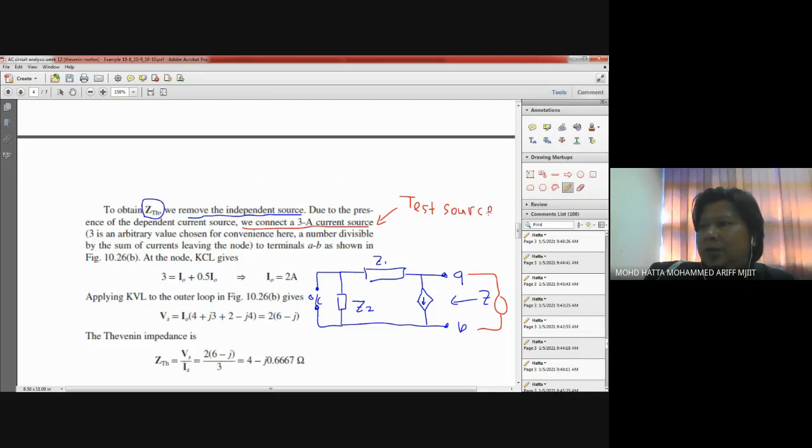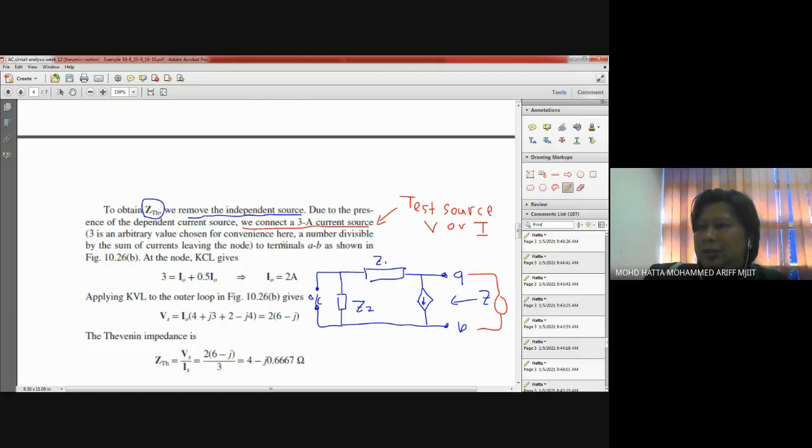I believe this is the first time you see how to calculate ZTH if the circuit has a dependent current source. So stay tuned, or please focus on what's going on over here. Remember that this is a dependent current source. We cannot just simply remove it, or simply treat it as an independent current source. We need to keep it intact in the circuit. What we're trying to do is put in a test source, and the test source could be voltage or current.